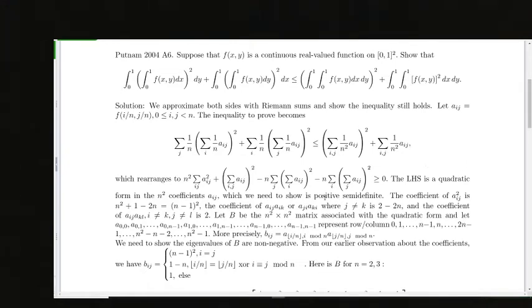So if we take a look at a_ij squared, that appears n squared times here. It appears once here, and then it appears once here and once here. That gives us n squared plus 1 minus 2n, which is equal to (n minus 1) squared.